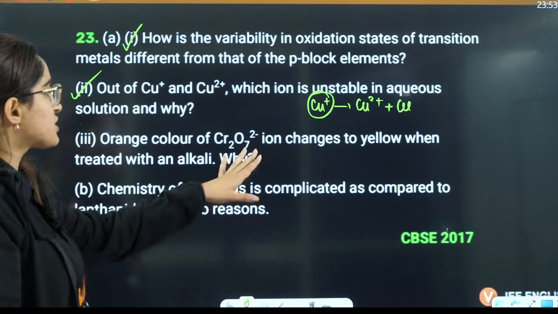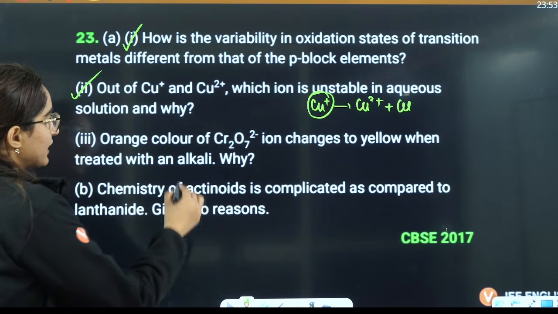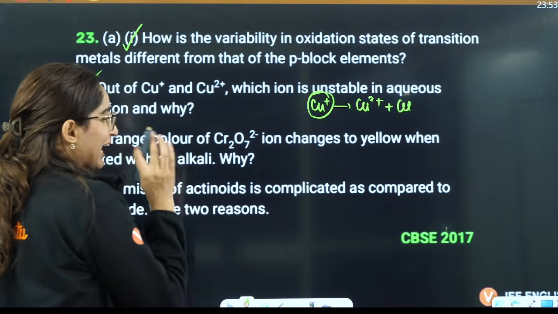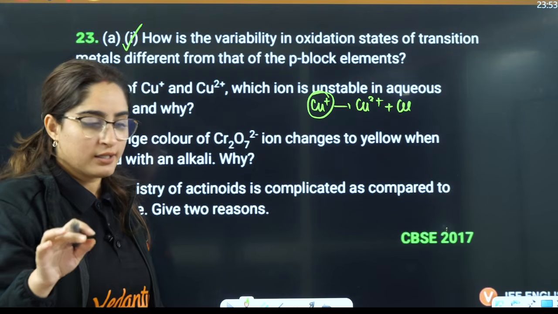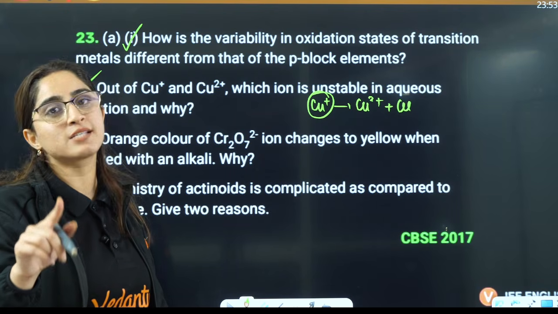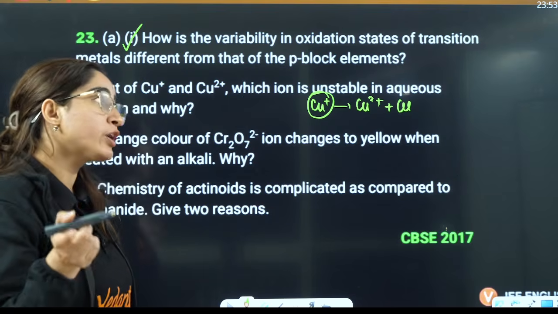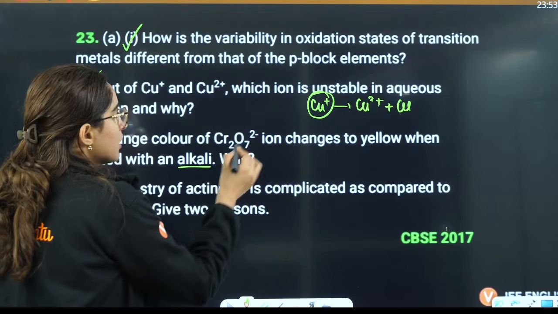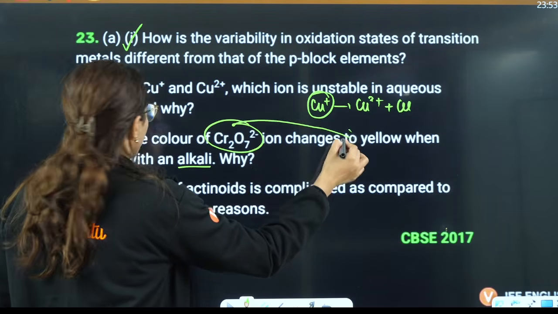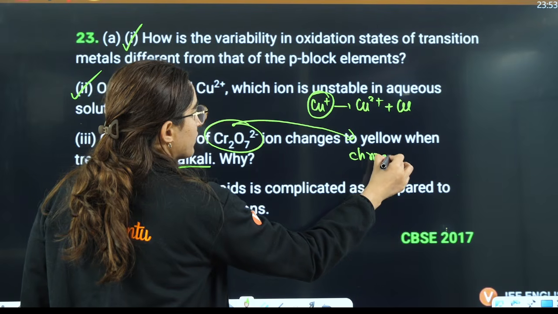Orange color changes to yellow when treated with alkali. Why? Because I told you, dichromate is stable in acidic medium, chromate is stable in basic medium. If you give basic medium, dichromate will be converted to this yellow one, which means chromate. Okay.